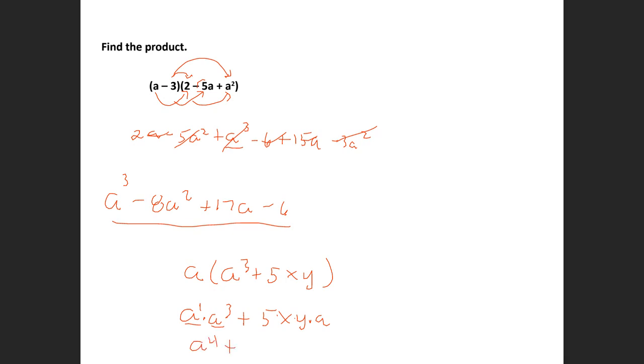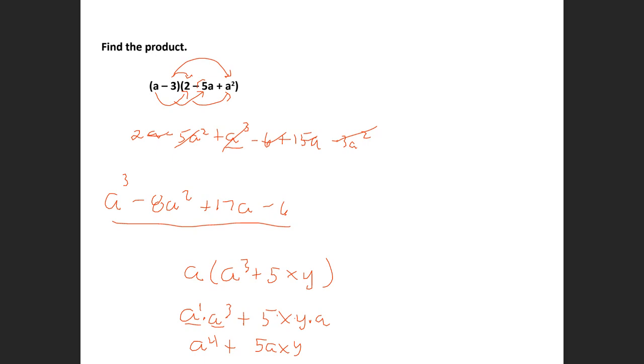Plus, now none of these variables are the same, so I just have to leave it. Usually we do it in alphabetical order when we have variables, so I would just do this as axy, but you could have it as xya. It doesn't make a difference, but you can't put any of those variables together because they're not the same variable. But you can still multiply them.